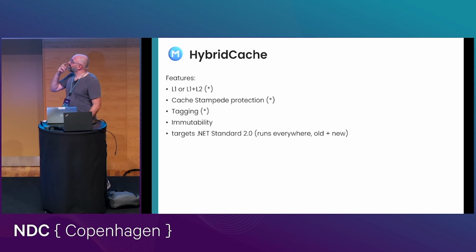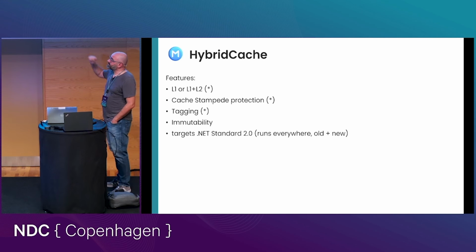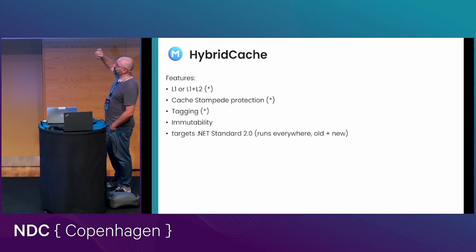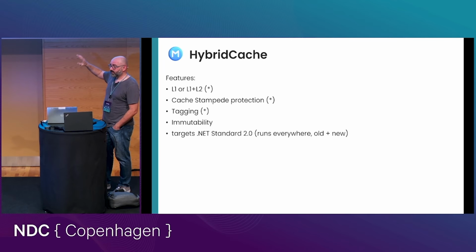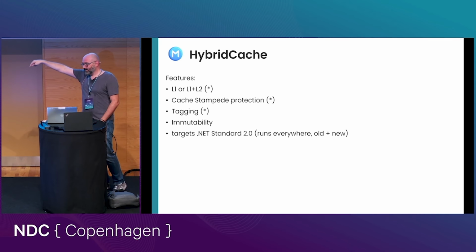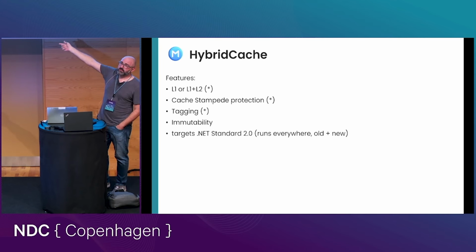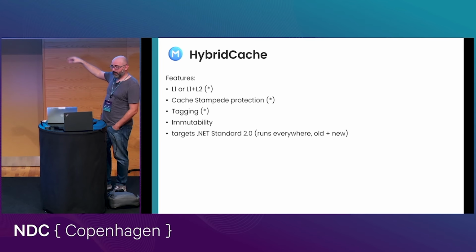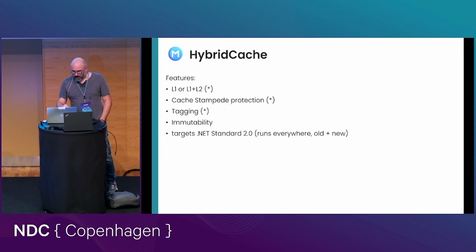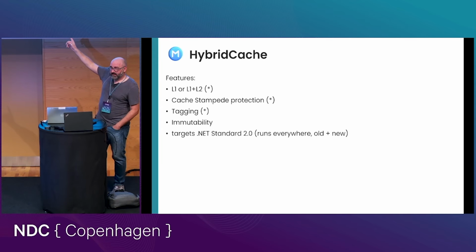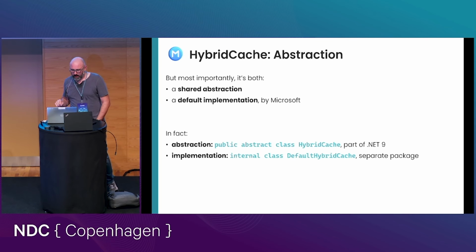So the features that it has are L1 or L1 plus L2, cache stampede protection, tagging, which is, again, really powerful, immutability, and in general, it targets .NET Standard 2.0. This is important. It came out with .NET 9, but you can use it even from the old ones or Unity or whatever. It just needs to reference the core packages v9, but not the framework itself. You see some asterisks there. There's a reason for that, and I'll get there in a second.